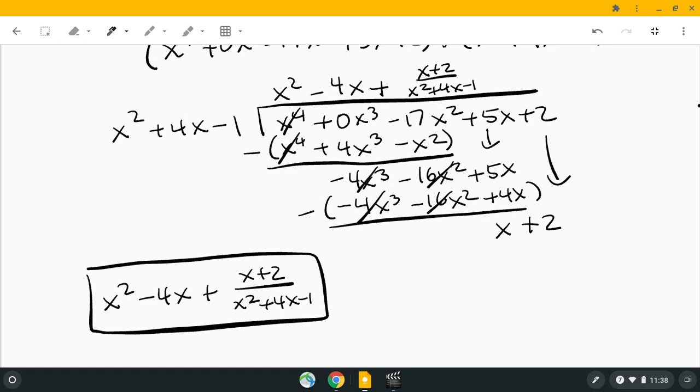Okay. Had these not canceled out, then we would probably be able to continue. But because these canceled out and these also canceled out, that left us with a polynomial with a smaller degree than this one. Which makes it the remainder.